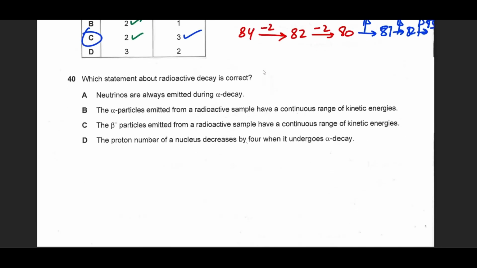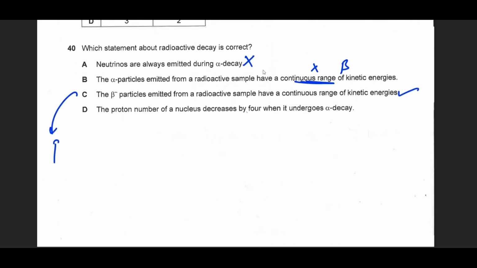Question number 40. It says, which statement is true about radioactive decay? Neutrinos are always emitted during alpha decay? No. Alpha decay does not cause neutrino emission. The alpha emitted from radioactive nuclei has continuous energy? This statement is for beta particles, not for alpha. The beta particles emitted do have a continuous range. And why do they have a continuous range? Because beta particles share their energy with neutrinos. This is what led to the discovery of neutrinos.